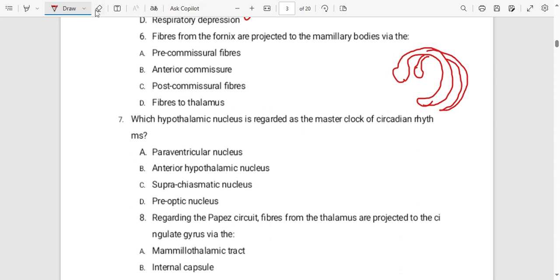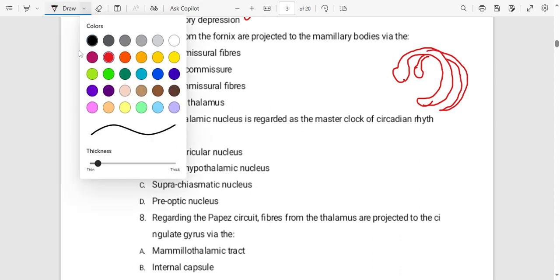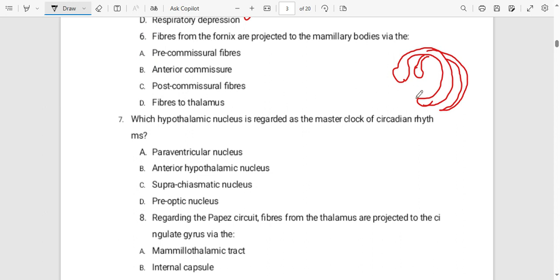So this structure is what we call the fornix. At the end here, we have the hippocampus. Basically, the fornix is connecting the hippocampus to these structures, which are part of the hypothalamus, which we call the mammillary bodies. There are two of these mammillary bodies.